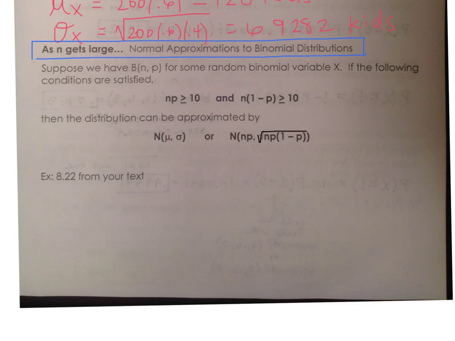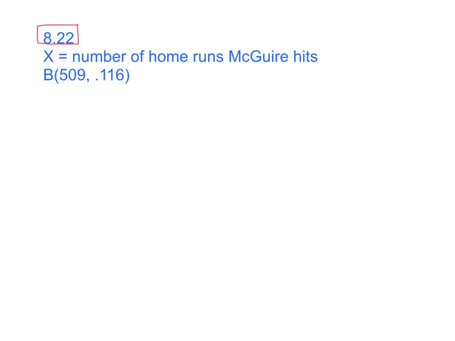You do need to show that you've actually checked these criteria before you go ahead and do any of these calculations. And I'm going to show you that by looking at problem 8.22 from your text. So I'd like you to go ahead, open up your books, read that example, and we'll get started on it in just a second here. So at this point, you should have read problem 8.22. If you haven't, pause the video so you can do that.